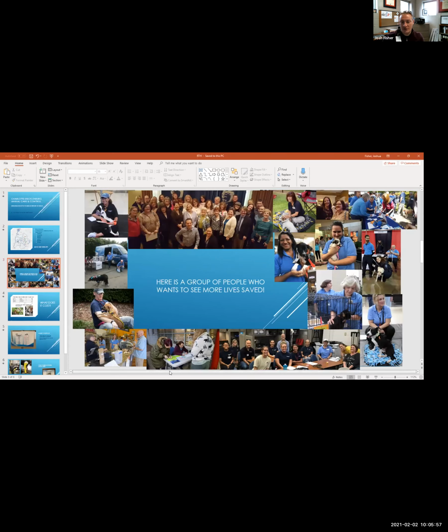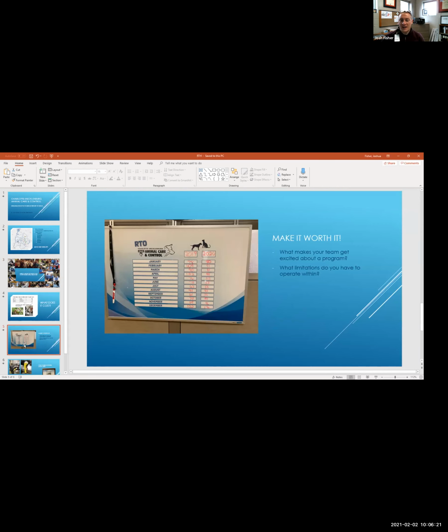Here's a group of folks, right, that are associated with our organization. This is staff, volunteers, everybody else. But that's a group of people that wants to save more lives. And the fastest way to save a life is to keep it where it is, right? I think we've all come to the conclusion that shelters are not where we want animals coming. We want them to stay home. So what does that look like?